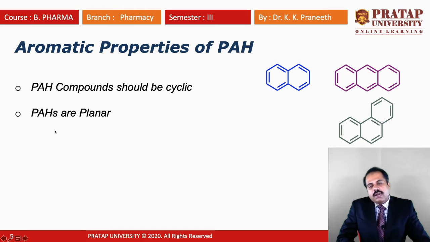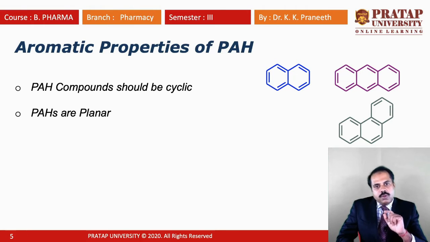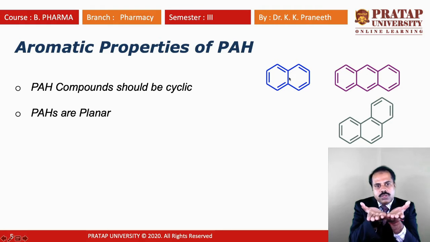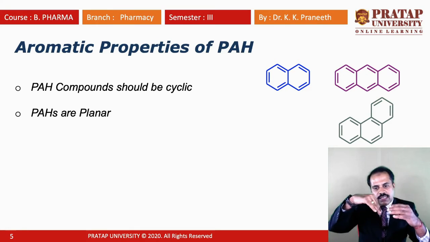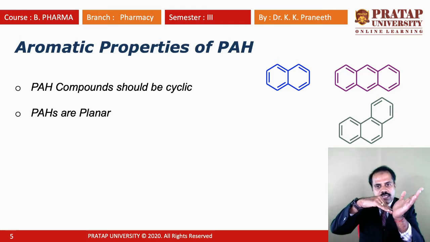Planar, the PAHs are planar. So all the compounds should be planar if it is aromatic. If you see here, in the case of all the polyaromatic hydrocarbons, PAH, it is all planar. So it's a flat molecule, right? It is not bent like we see in the case of cyclohexane. That is not planar, right? It is a chair structure. It has a chair structure, a boat structure.